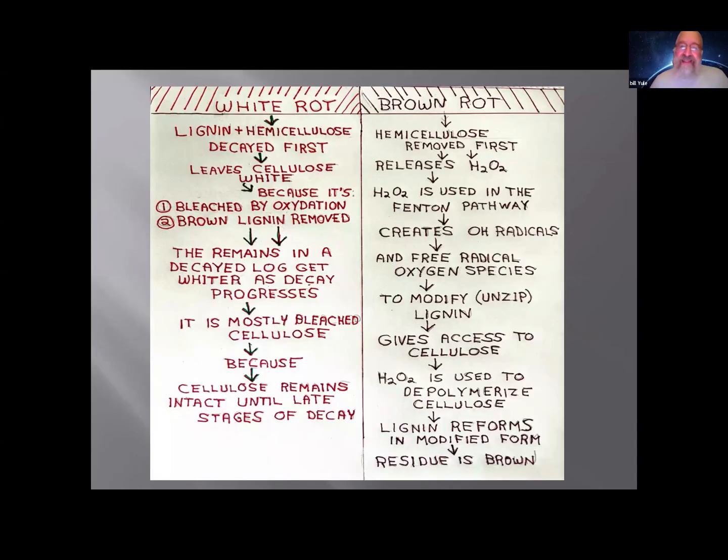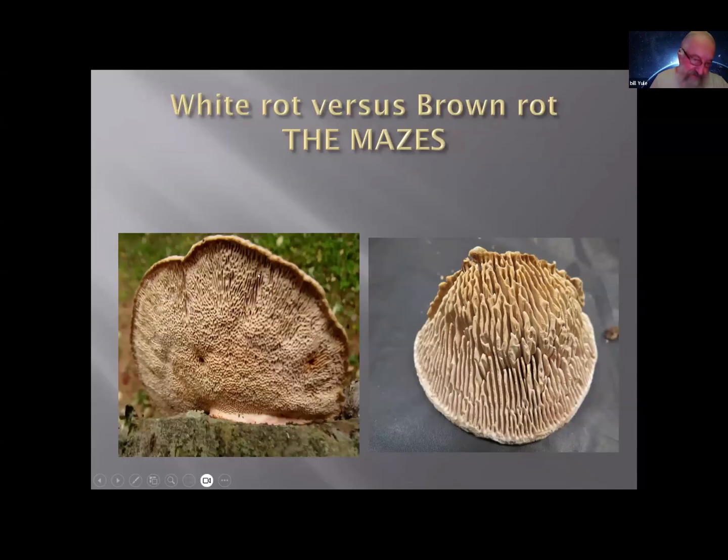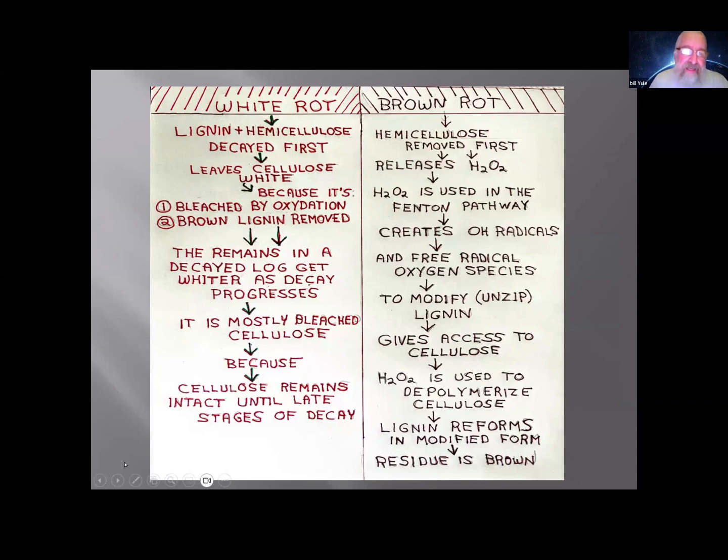All right, so let's compare and despair. White rot: in the white rot pathway, lignin and hemicellulose are decayed first, and that leaves behind some white cellulose. And it's white because it's bleached by oxidation. And then the remains in a decay log are white and whiter as decay progresses. And it's mostly bleached cellulose because the cellulose remains intact until the latest stages of decay.